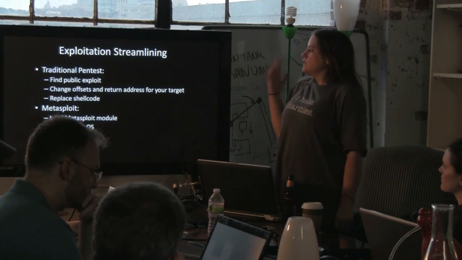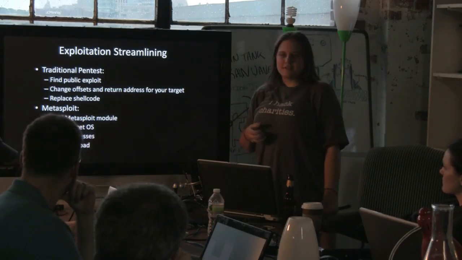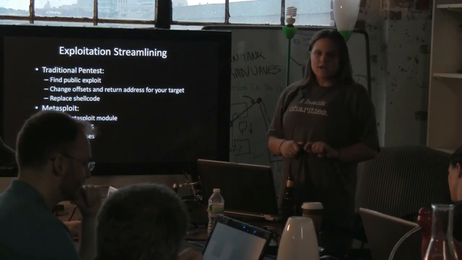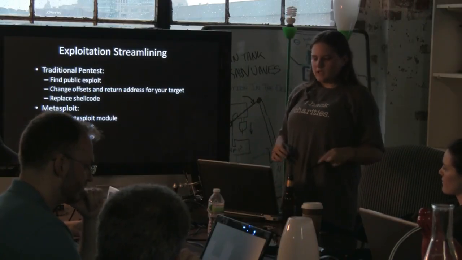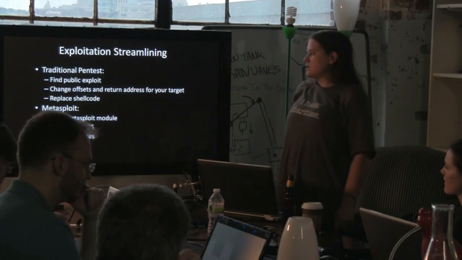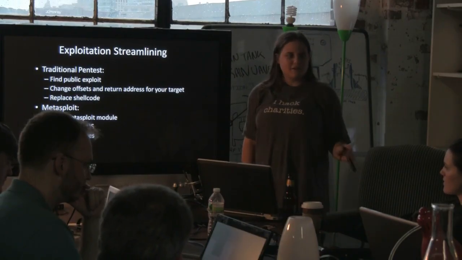So it can be quite a long, drawn-out process, even for an exploit with publicly available proof-of-concept code, to take it off the internet and turn it into what we need in a pen test, even if it legitimately does work. There's a lot of work that would have to be done. So Metasploit was put in place to make that easy.